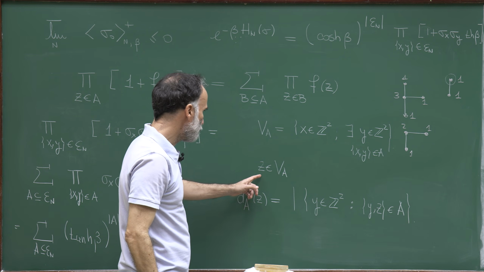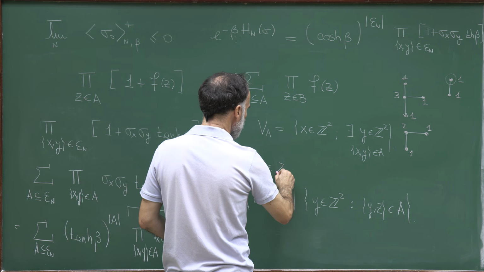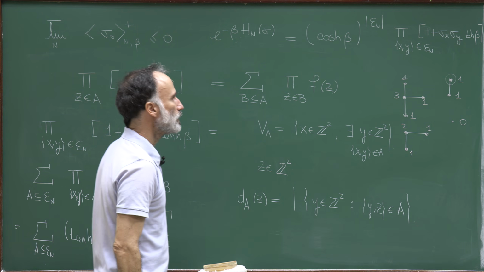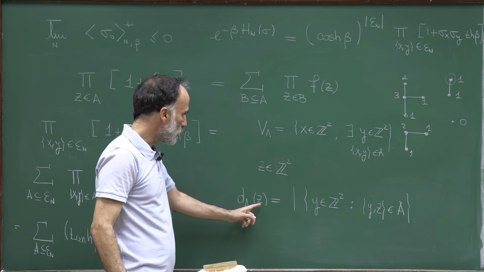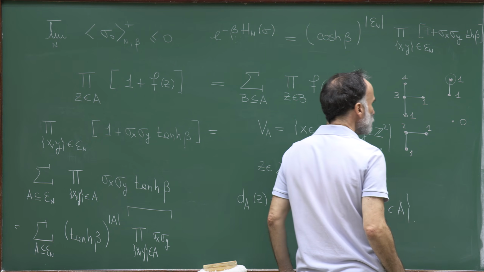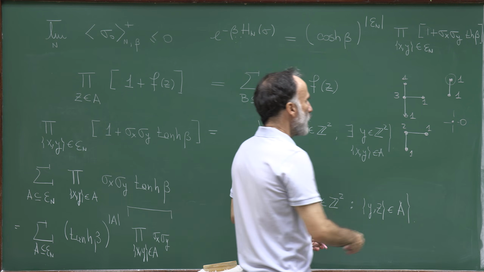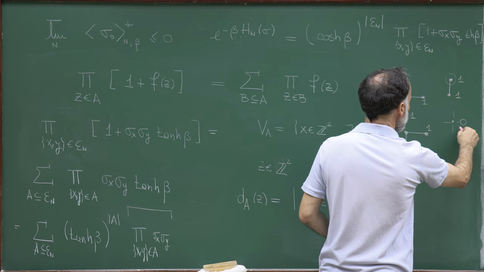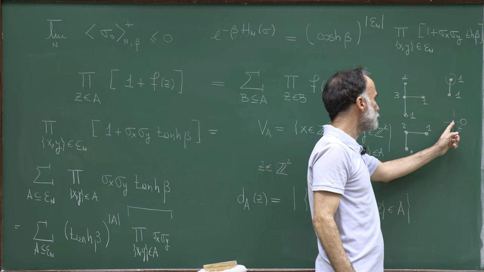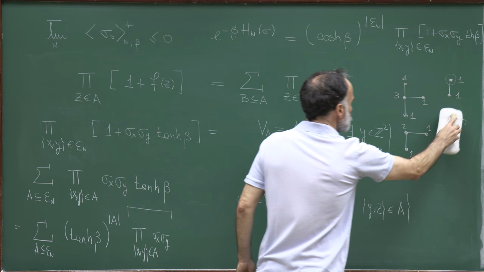But I can extend this definition not only to the elements of V of A, but to all the elements of Z2 by saying, for instance, that the degree of this element is 0. So now d_A of z is defined on Z2. So you take a point in Z2 and you see how many edges which belong to A have this point z as a vertex. So you fix z and you check how many edges in A have z as an endpoint.